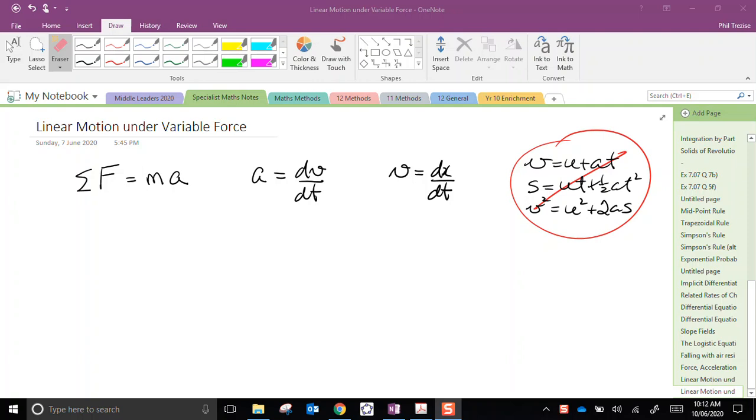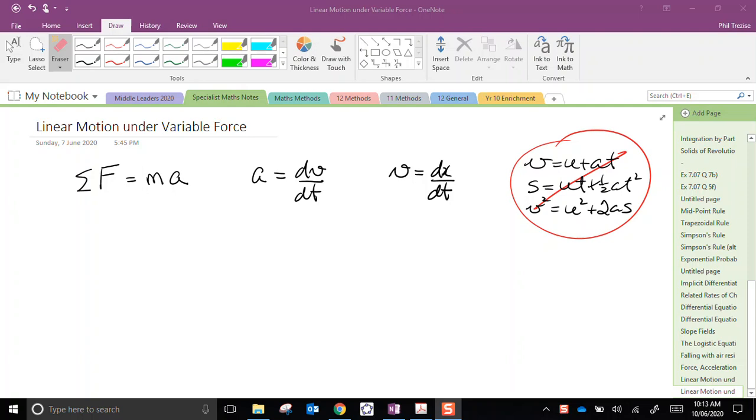Hi everyone, welcome to this lesson on linear motion with variable forces. Now you can see that I've got the equations of motion over here with a big red line through them on the side. These equations were developed, remember, for constant acceleration. If we can't use these anymore, if the force is varying, then that means the acceleration is varying.